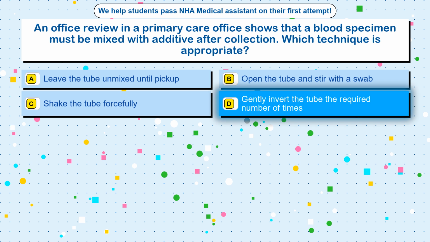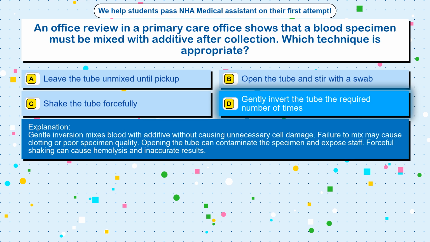The correct answer is option D, gently invert the tube the required number of times. Gentle inversion mixes blood with additive without causing unnecessary cell damage. Failure to mix may cause clotting or poor specimen quality. Opening the tube can contaminate the specimen and expose staff. Forceful shaking can cause hemolysis and inaccurate results.